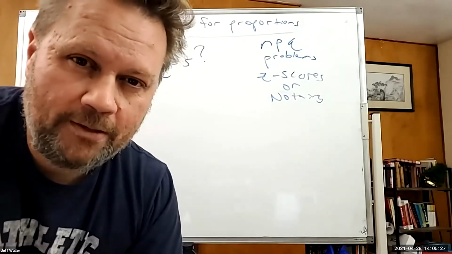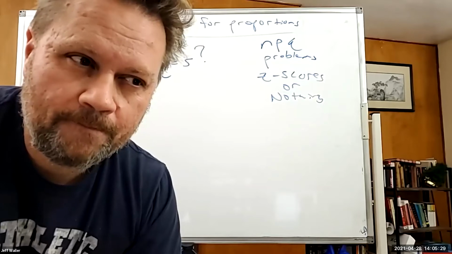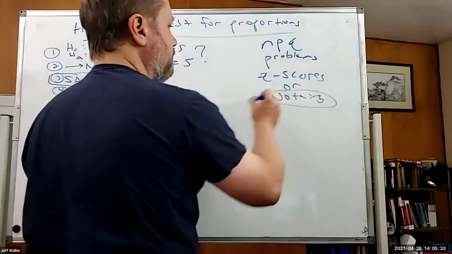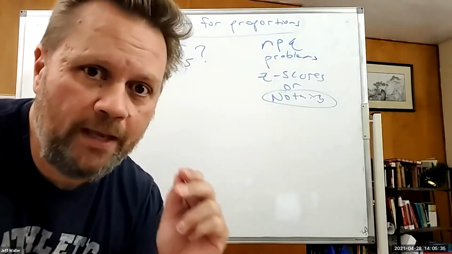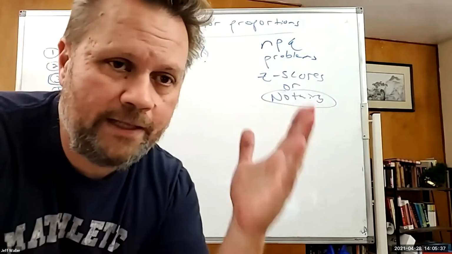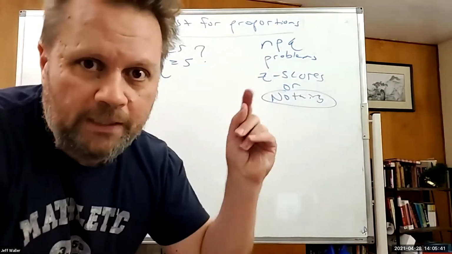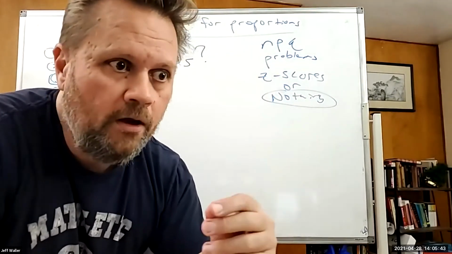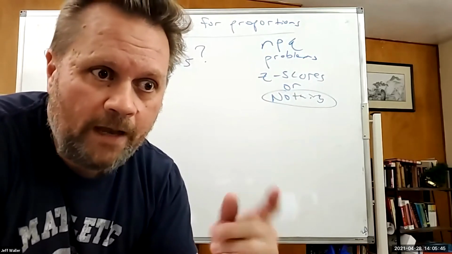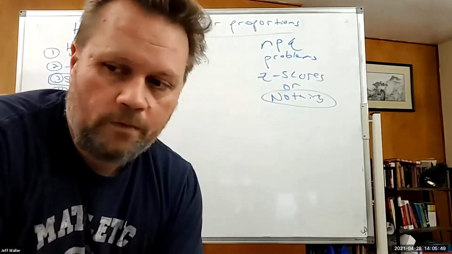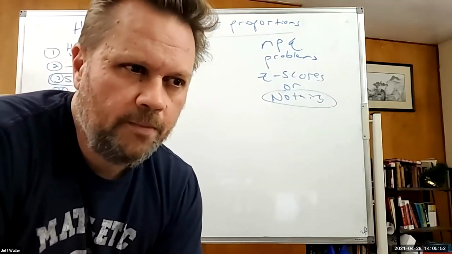Does nothing mean we can't complete the problem? No, of course you can. Unless, I mean, there's always the possibility that you can't do anything. If n is less than 30 and I don't know it's normal, I officially can't do anything. If np or nq or both are less than 5, I officially can't do anything, right? Okay, I like it. Hey, Mikey.